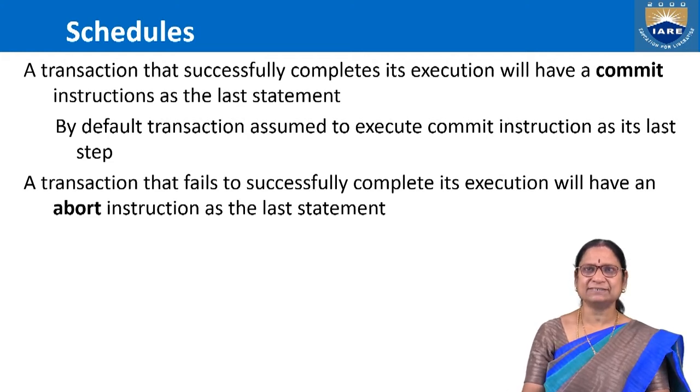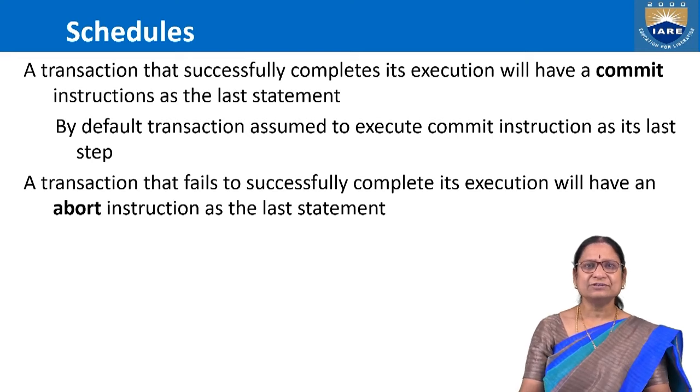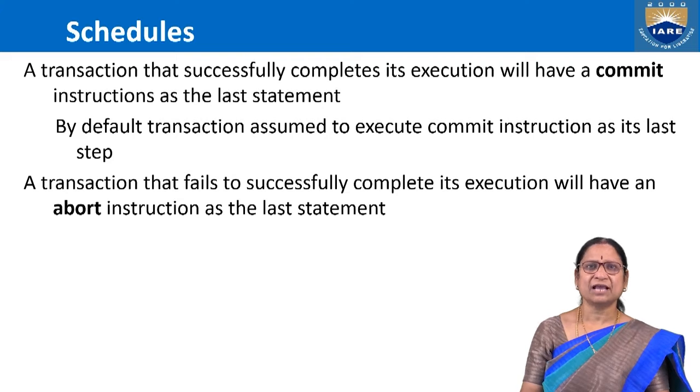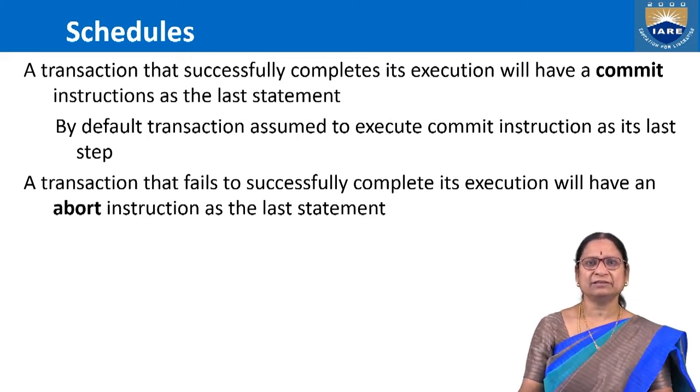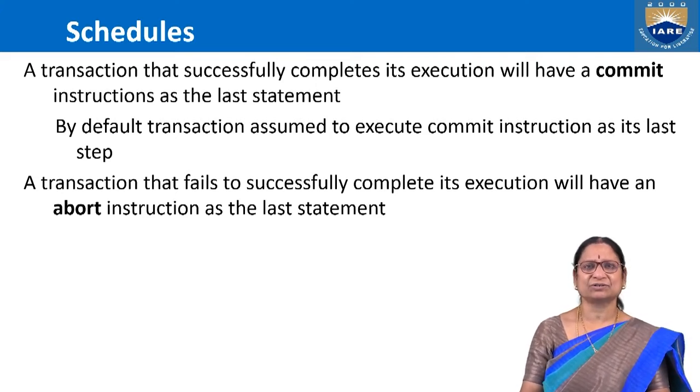A transaction that successfully completes its execution will have a commit instruction as the last statement. Various states of transactions were discussed. After commit only, the transaction is treated as completed, and the durability property also holds. By default, transactions are assumed to execute the commit instruction as their last step. A transaction that fails to complete its execution will abort, and it will execute the abort instruction as the last instruction. So the last statement of a transaction may be either commit or abort, as we came to know in the last session as part of the various transition states of a transaction. If it commits, it is successfully completed; if any failure occurs, it will be aborted.